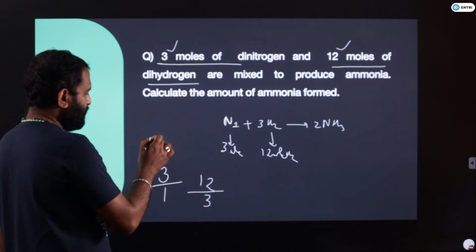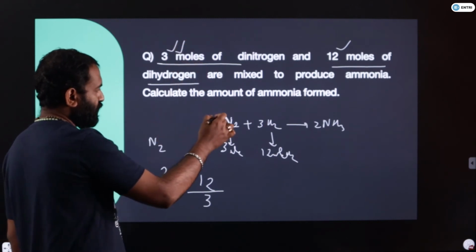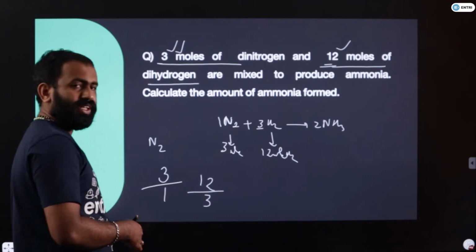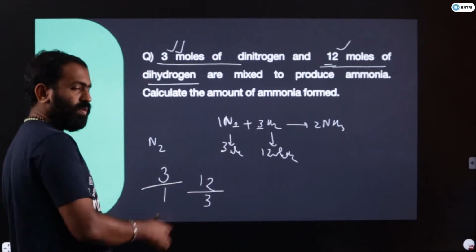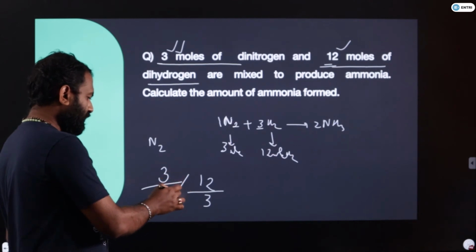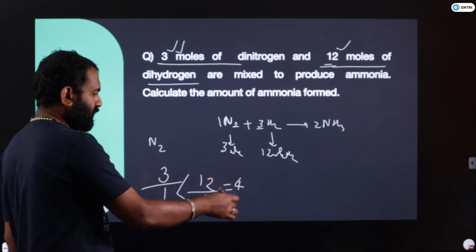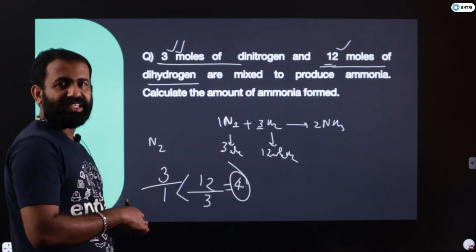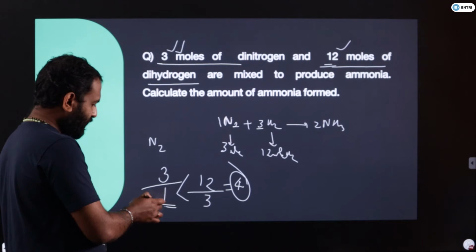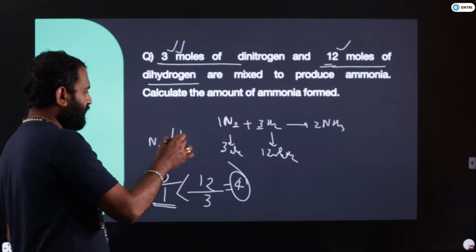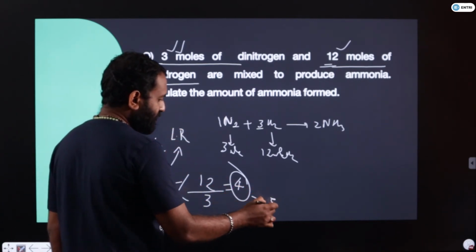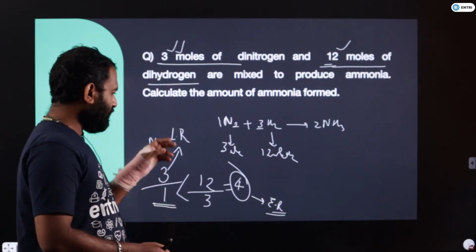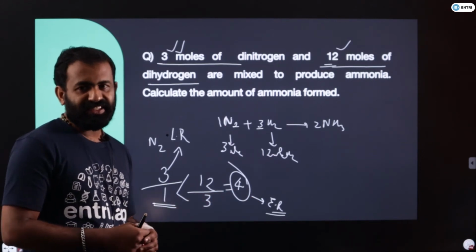In the case of nitrogen, given data 3 mole, stoichiometric data 1 mole. In the case of hydrogen, given data 12 mole, stoichiometric data 3 mole. So, 3 by 1 is equal to 3, 12 by 3 is equal to 4. Comparing 3 and 4, 4 is greater than 3. So, we can identify that hydrogen is the limiting reagent and nitrogen is the excess reactant or excess reagent.